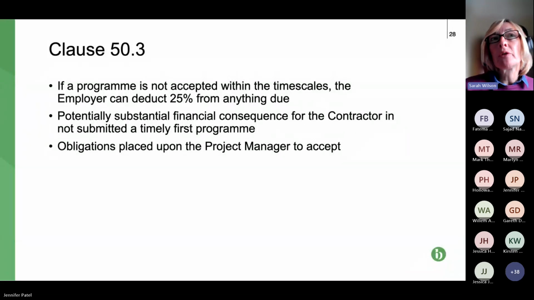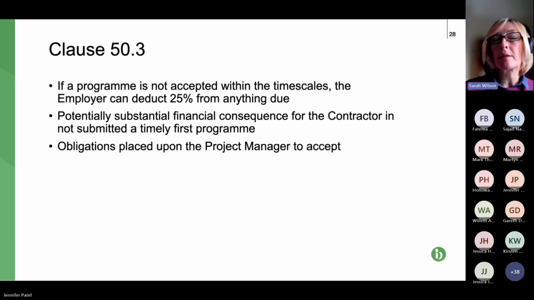So clause 50.3, this is your program. Actually, I think that's a typo at the first bullet point. If the program isn't submitted within the timescales, then the employer can deduct 25% from anything due. It's submitting it that's the important point, not getting it accepted. So again, just be careful of that.